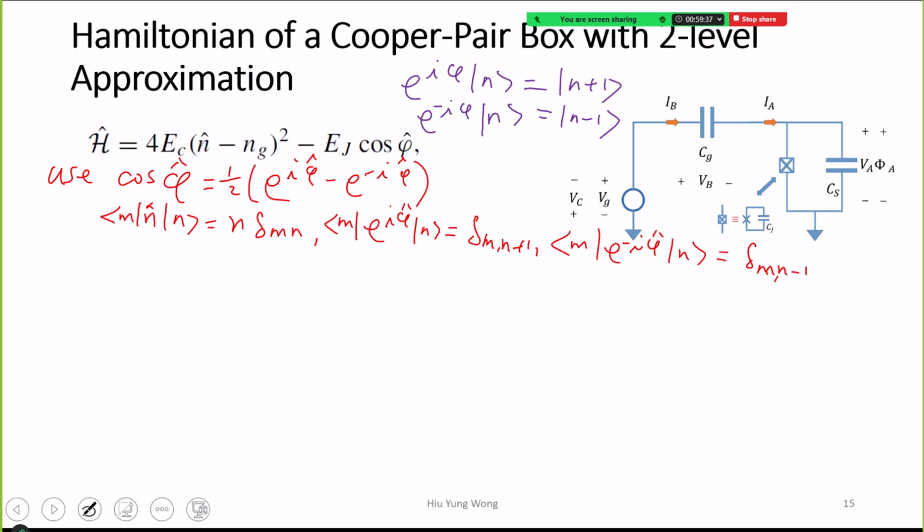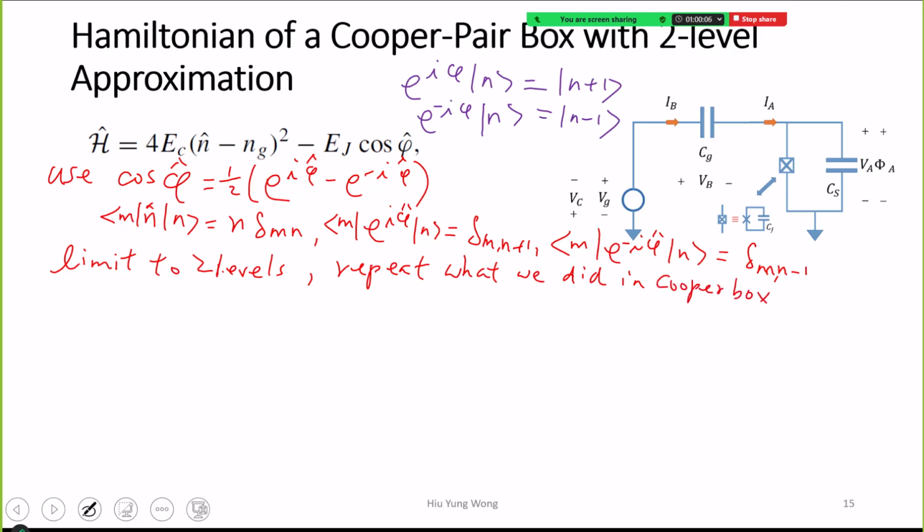Okay? Then we also limit to 2 levels. Please repeat what we did last time in the Cooper pair box with no voltage, no VG, right? The no VG case. We repeat that, then we will get the Hamiltonian in matrix form for 2 levels only.